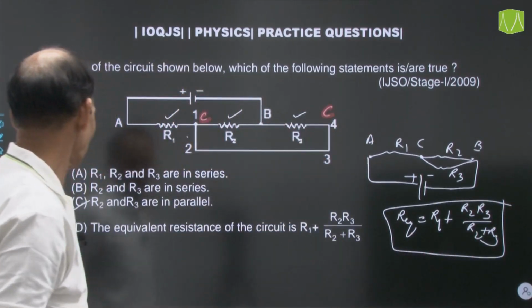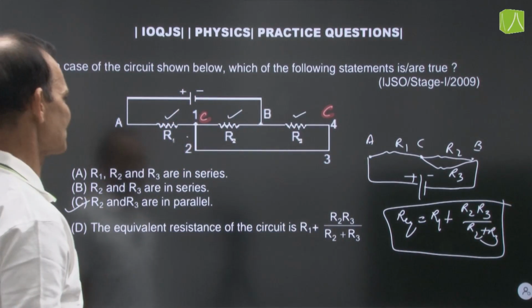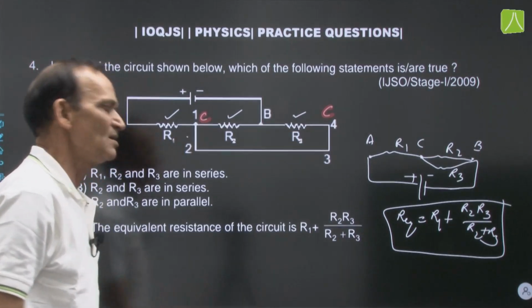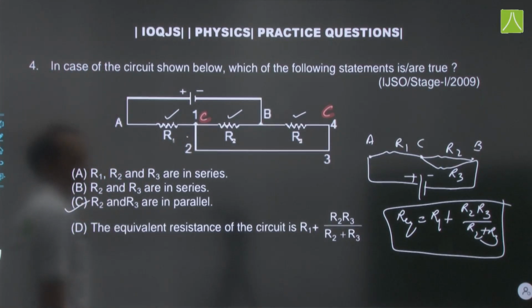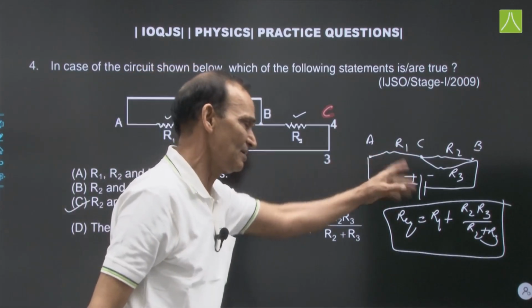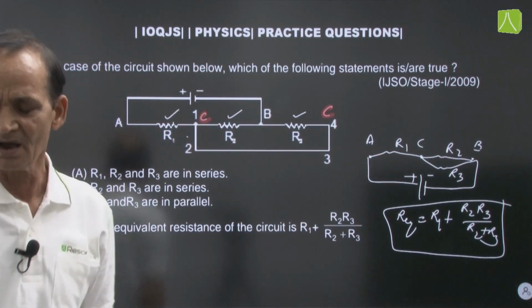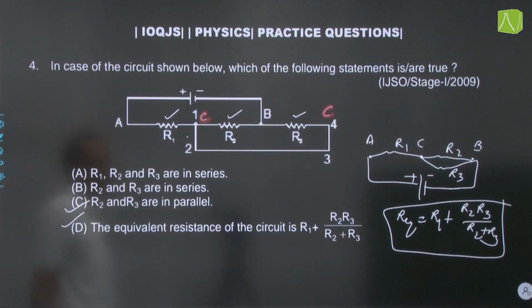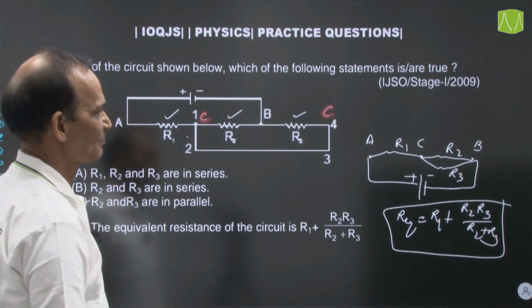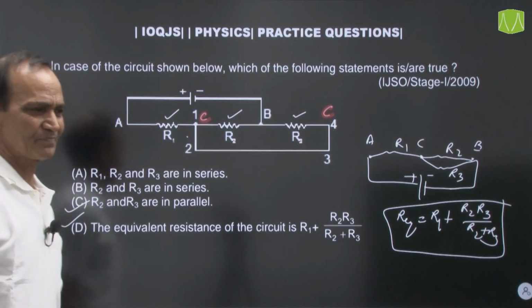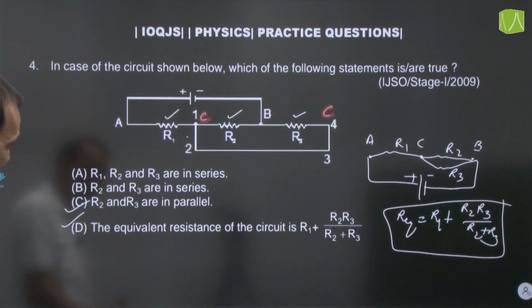Now think about this part D. The equivalent resistance of the circuit is R1 plus R2 R3 by R2 plus R3, because R2 and R3 are in parallel. So this is also correct. It is a multiple choice question. How many answers are correct? Two, that is C and D. It must be clear. Now one thing more.